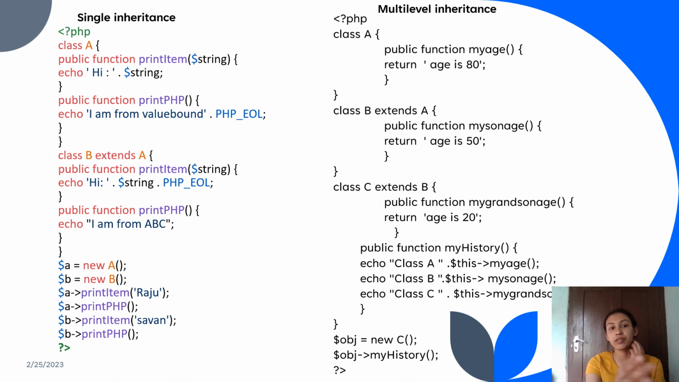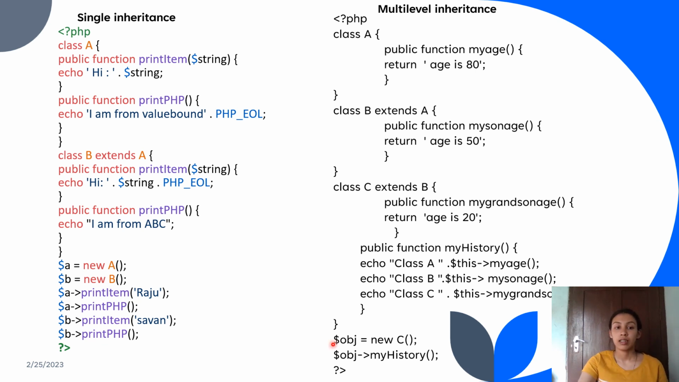Here is an example of single inheritance and multi-level inheritance. Single inheritance means there will be only two classes, class A and class B, and class B is inheriting from class A. So how can we implement inheritance in PHP? We can inherit using the extends keyword. When we want to inherit properties or functions from another class, we can do that using the extends keyword.